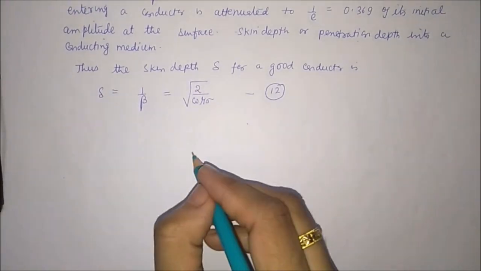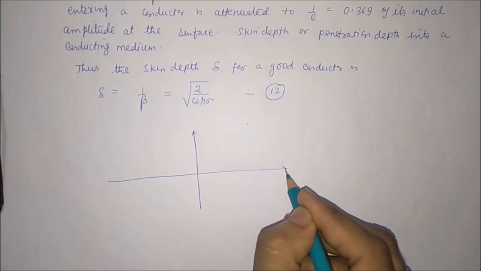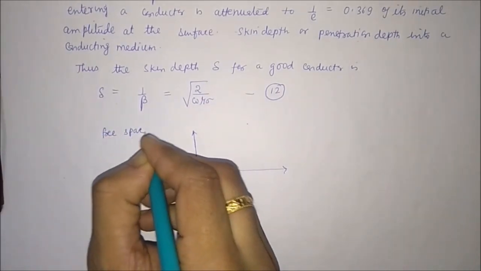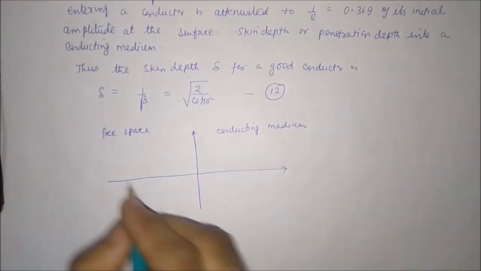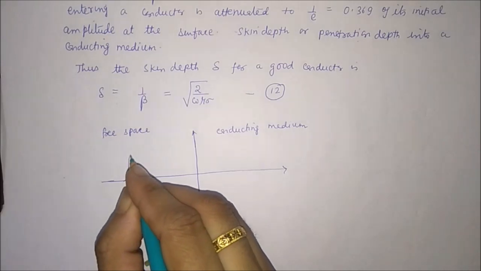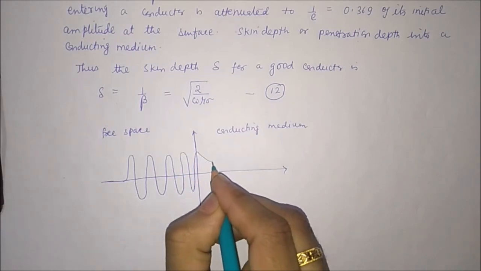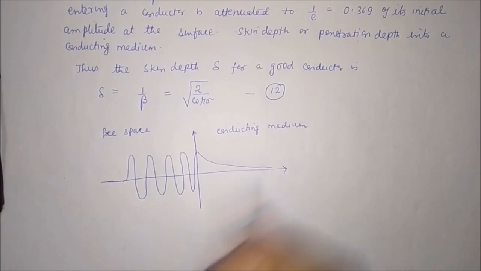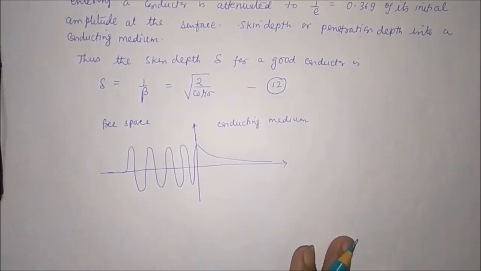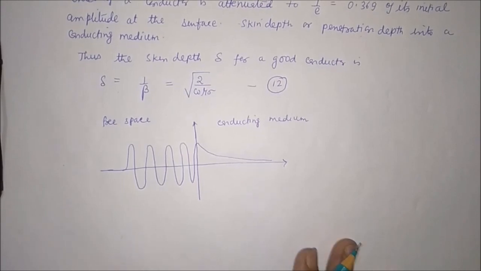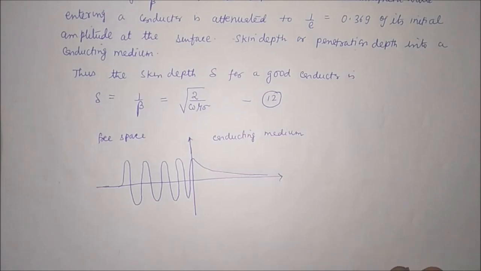This is equation number 12. Now, if this is the free space and this is the conducting medium, then the variation of amplitude is like this. This attenuates like this. So, we end here, and in the next video we will see other things related to the propagation of electromagnetic waves through a conducting medium.